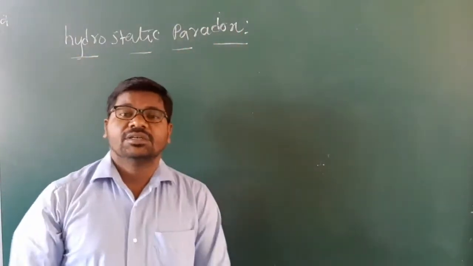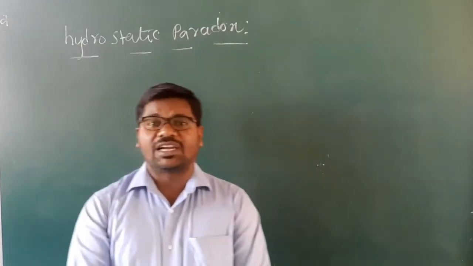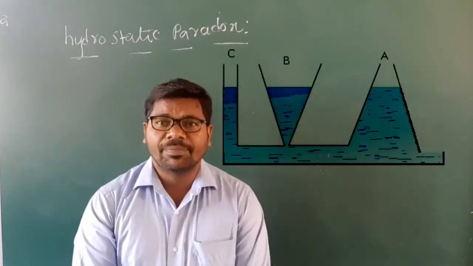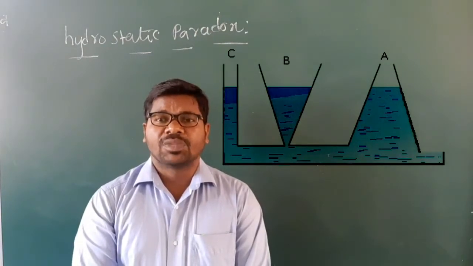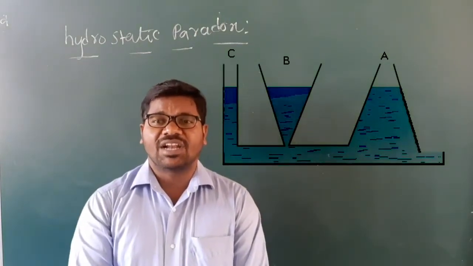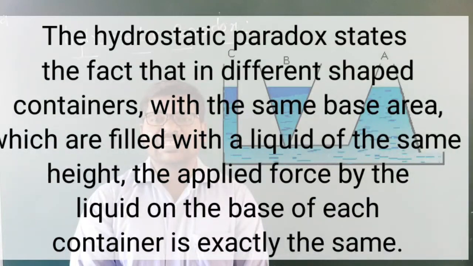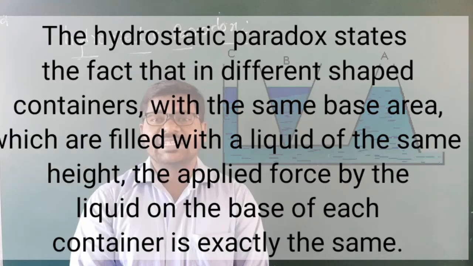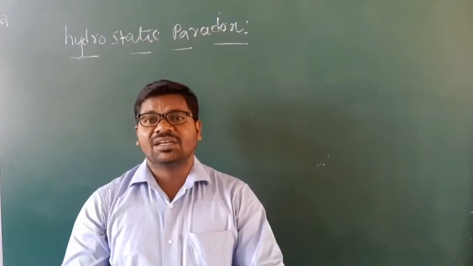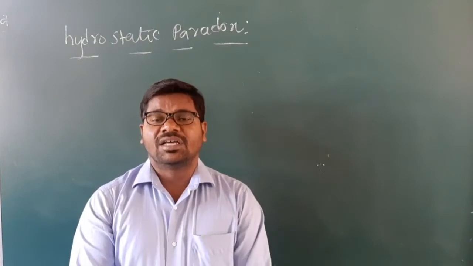Hydrostatic paradox. Coming to the statement of this hydrostatic paradox: we know that in the previous case we derived that pressure is independent of area of cross section and volume of the material. The hydrostatic paradox states that in different shaped containers with the same base area, filled with a liquid of the same height, the force applied by the liquid on the bases of each container is exactly the same. Pressure depends upon the depth of the liquid, or the height of the liquid column.